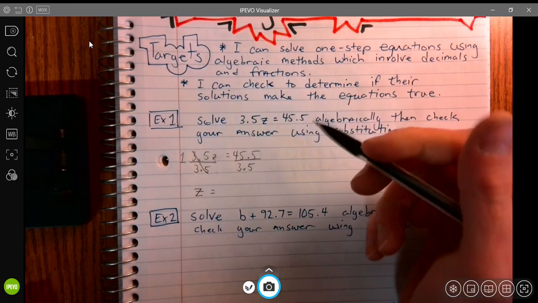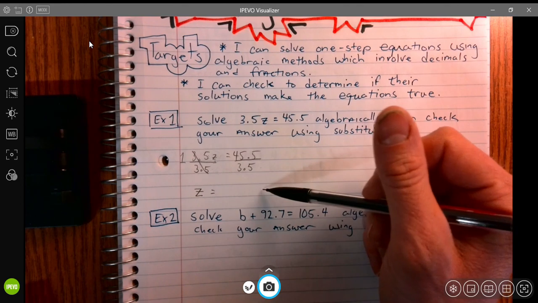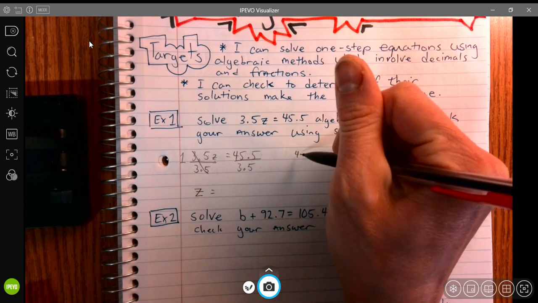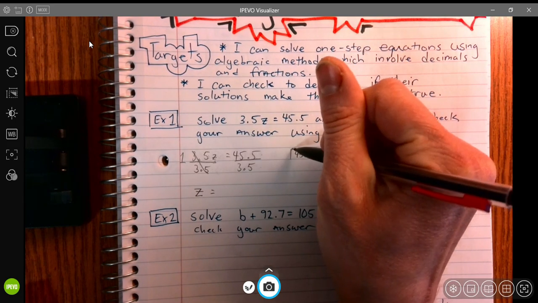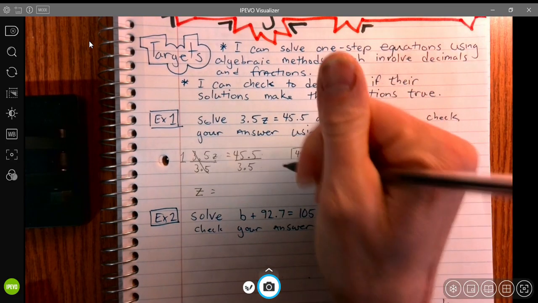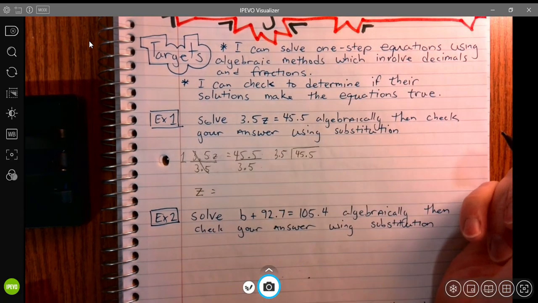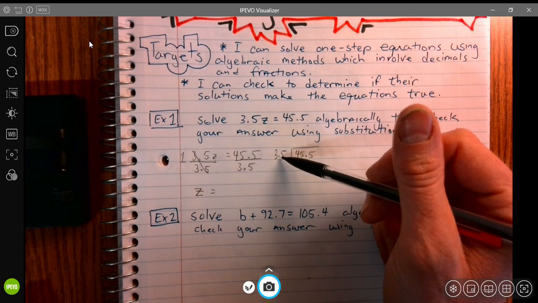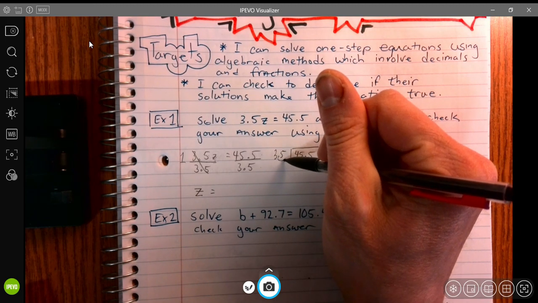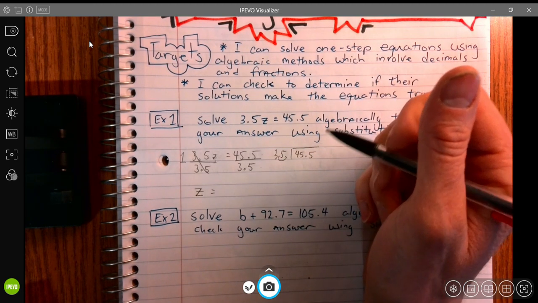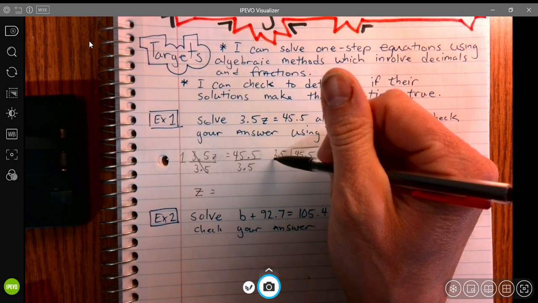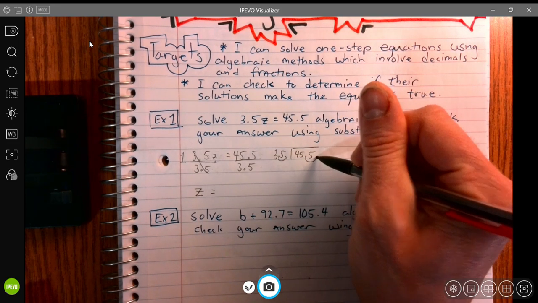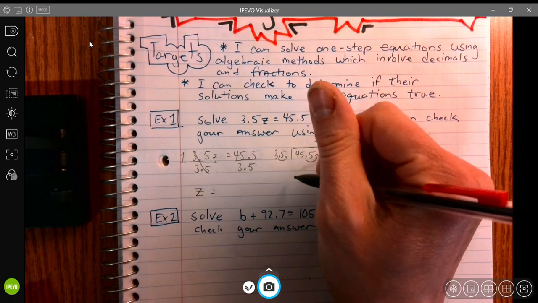Okay, on the right, I have 45.5 divided by 3.5. So that's going to take a little bit of work. So 45.5 divided by 3.5. Okay, now remember, if I'm dividing decimals, I don't want a decimal out here. So what I'm going to do is move that decimal point 1 to the right. Okay, and if I move that decimal point 1 to the right, now I have 35. But if I move that decimal point to the right, I also have to move this decimal point to the right.